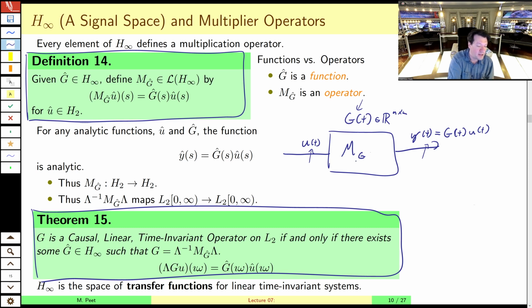And so similarly, when we do frequency domain, the action of the function is to multiply the input signal in the frequency domain by the function g to get the output signal y hat, which is g of i omega, or g of s, I should say.